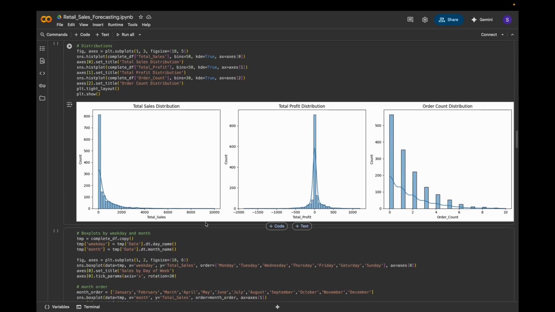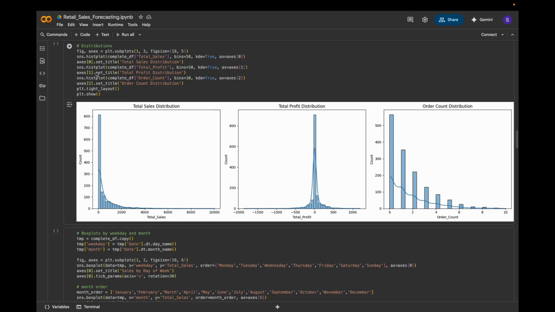So fig, axis is equal to plt.subplots 1, 3, figsize 18, 5. Basically this creates a figure with 3 side-by-side plots, each with their own axis. Then afterwards we move on to sns.histplot, complete_df total sales, bins is 50, kde is true, and ax is equal to axis bracket 0. Basically, this plots a histogram with 50 bins and the kernel density estimate of the daily total sales, and the same thing is done for the total profit section.